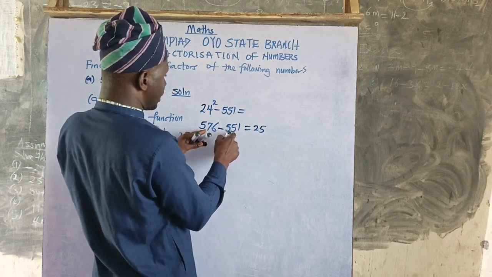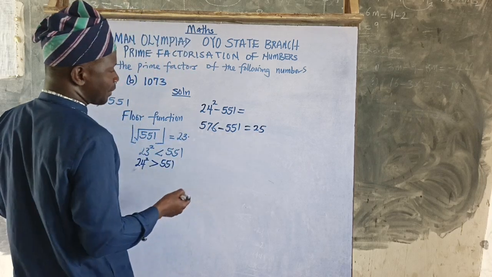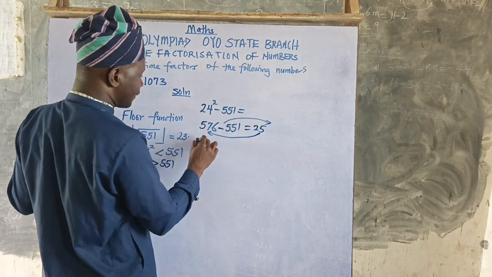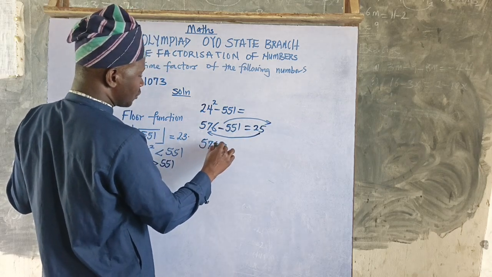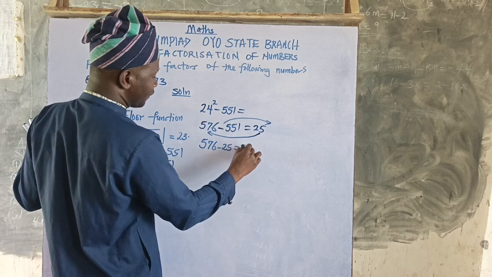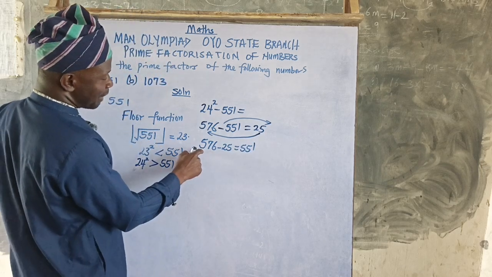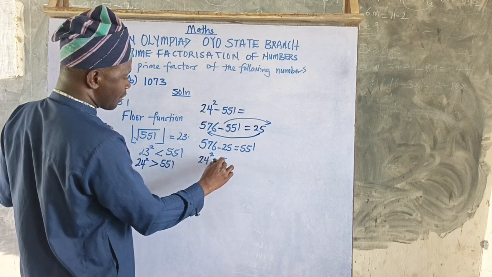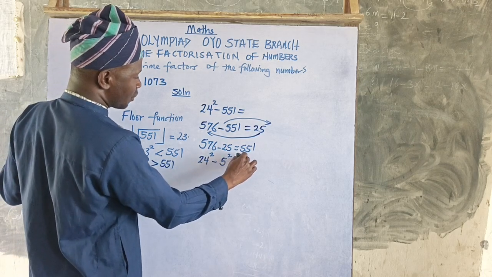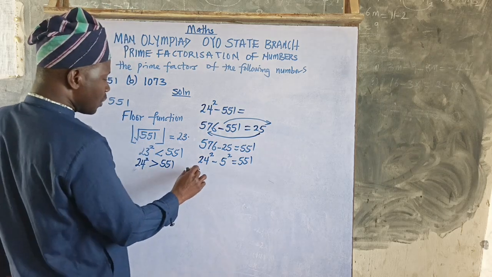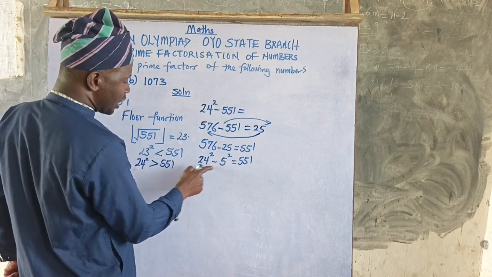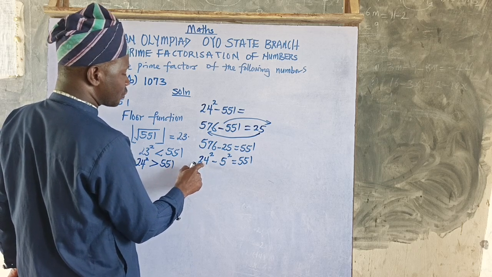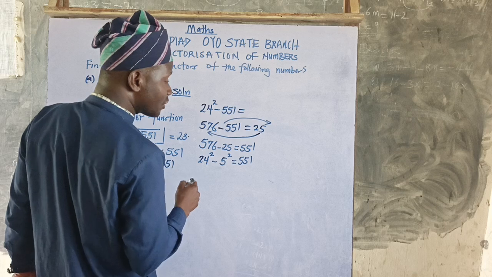So taking away this from this, you are going to have 25, which implies that when this is brought in and that is taken to the other side, you have 576 minus 25 equals 551. This implies that 25 is a perfect square. We have 24 raised to power 2 minus 5 raised to power 2 equals 551. Now, we can proceed by using the method called the difference of two squares in factorizing this, because here is a perfect square and we have another perfect square here.